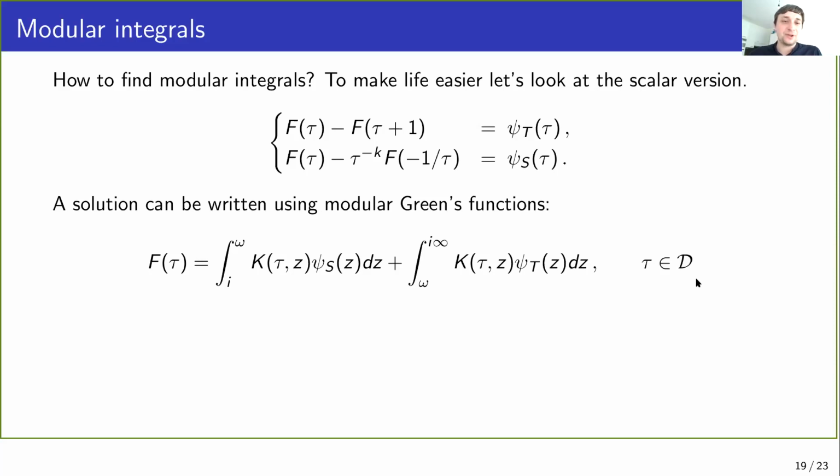But the general idea is you can solve this equation somehow using Green's functions. By contrast, you could think about differential equations. If you know very well how to solve homogeneous differential equations, there are sometimes ways of solving inhomogeneous equations using that knowledge. And something similar happens here. So there is a certain integral representation for these solutions, which involves this kernel K of tau z, which is called the modular Green's function.